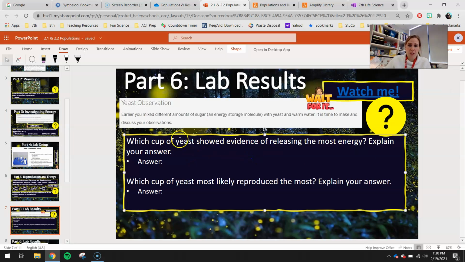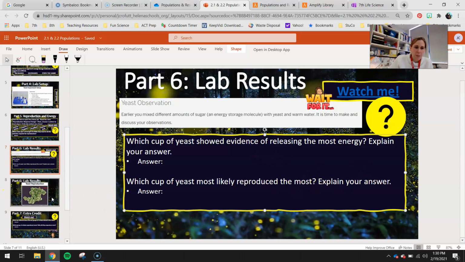Okay? Which cup of yeast showed evidence of releasing the most energy? Explain your answer. And then which cup of yeast most likely reproduced the most? Explain your answer. So look at those cups. Tell me what's different about them, how they look before versus how they look compared to each other.